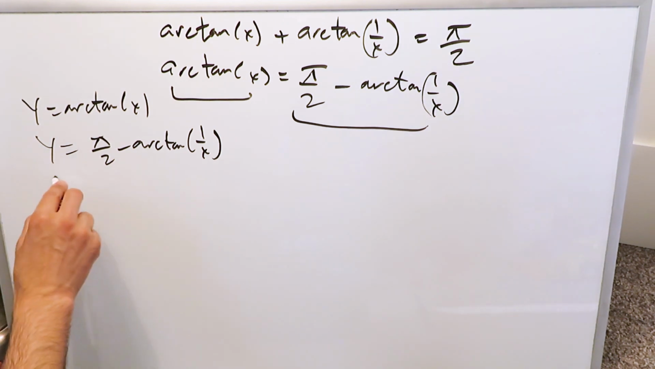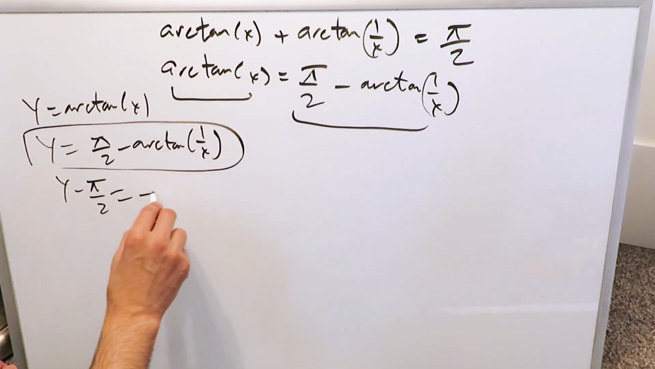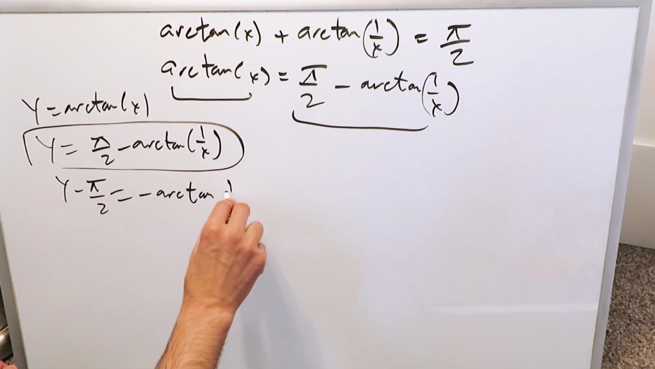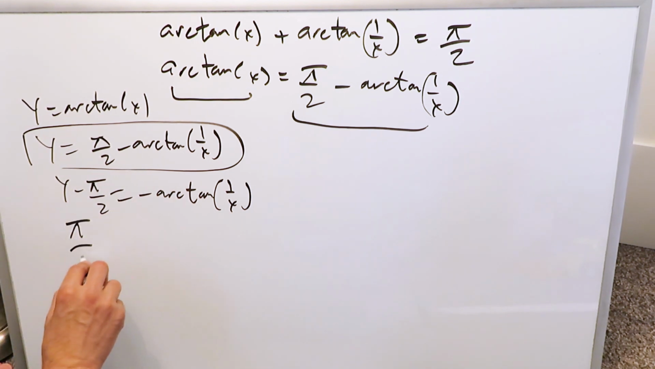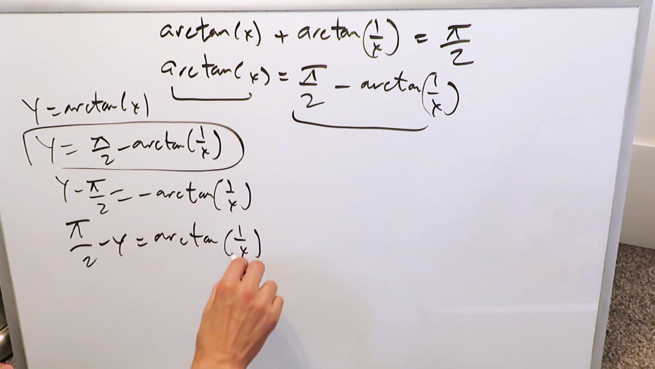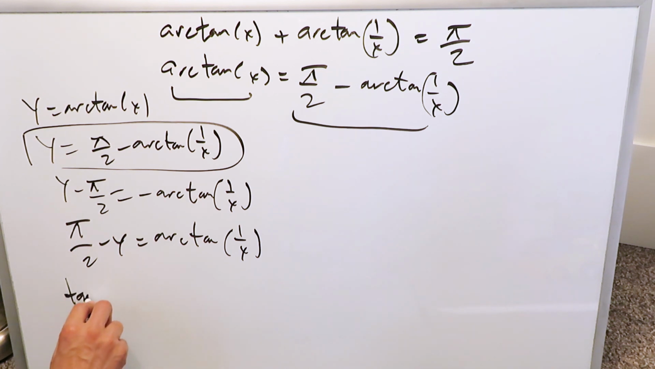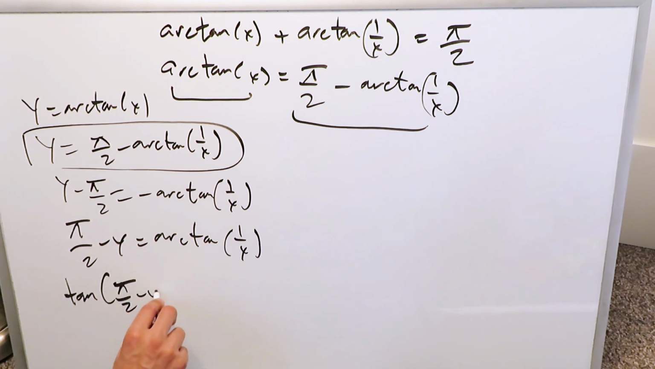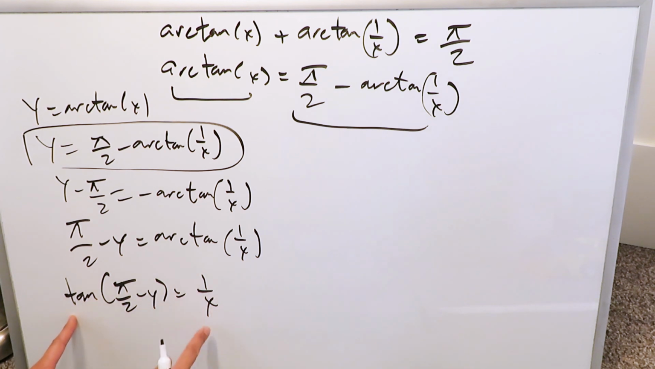Look right here at this equation: y minus pi over 2 is equal to minus arctan 1 over x. Take the minus on the other side and these things will flip. Pi over 2 minus y is equal to arctan 1 over x. Solve for 1 over x. If you have arctan on one side, you take it on the other side, it becomes tan. Tan of pi over 2 minus y is equal to 1 over x. Arctan going on the other side of the equal sign brings the inverse, which is tan.